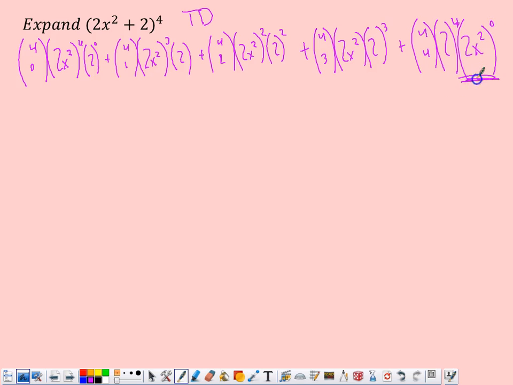So now he just has to simplify. Thank you. I was confused. I didn't know that 2x squared to the 0 went to 1. He's giving me really mean looks right now.